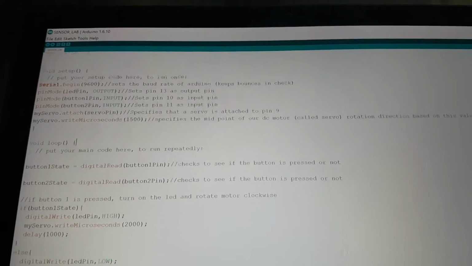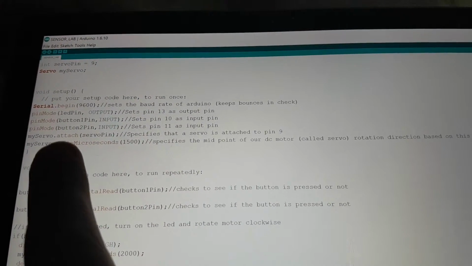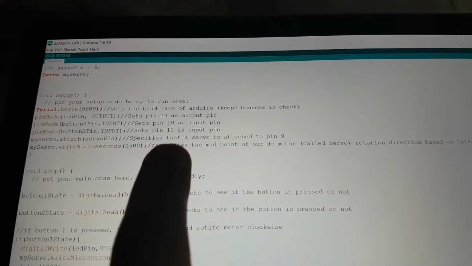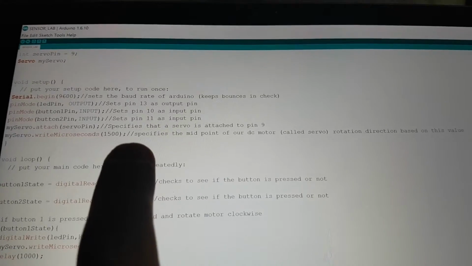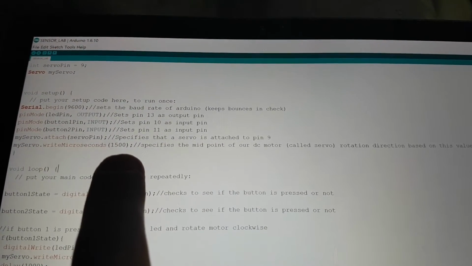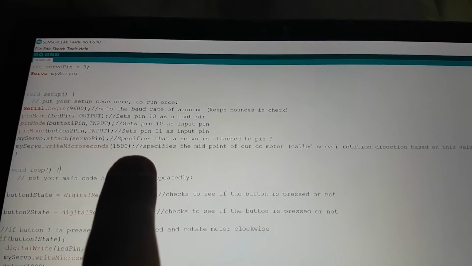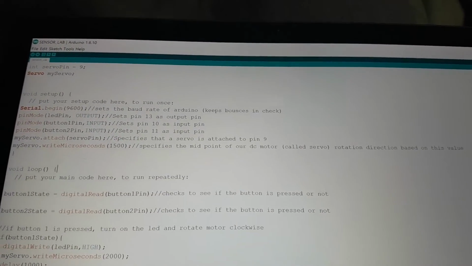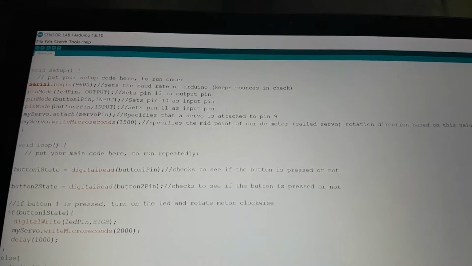And yeah, we've got myservo.attach. This is in the object where we specify which pin the servo's on, and then we write in microseconds. This one here, based on the motor we were using, is 1500. It ranges from 1000 to 2000, and 1500 would be center, so it's not moving when you use 1500.